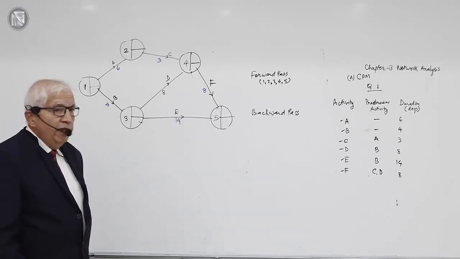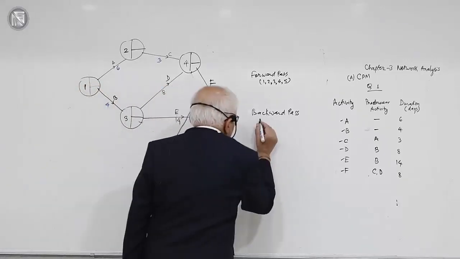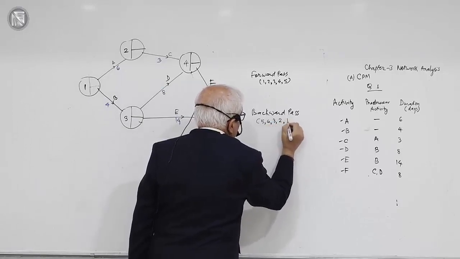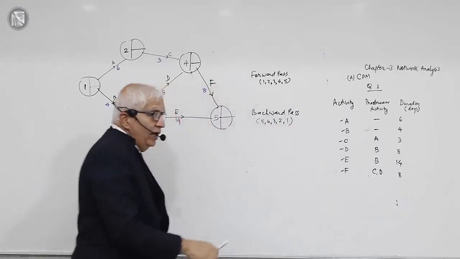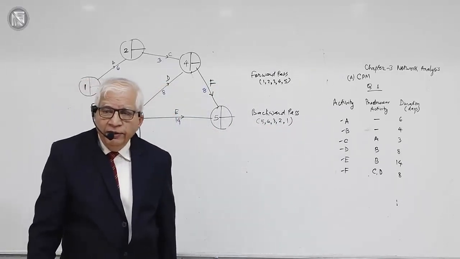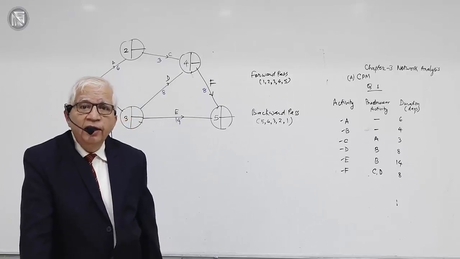event. And in backward pass, as the name suggests, we'll be doing the calculation from the last event, 5, 4, 3, 2, 1. This starts at 5 because here there are only 5 events. In a network where there are 10 events, it will start at 10 and it will go as 10, 9, 8, etc. up to 1.